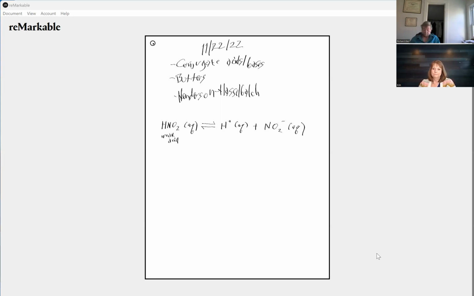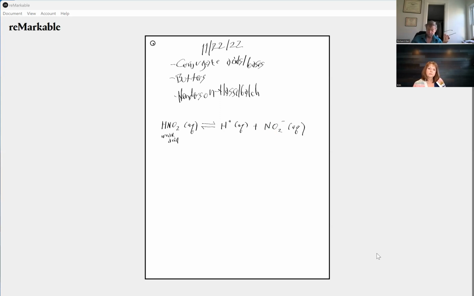Now here's the thing. In the forward reaction, HNO2, nitrous acid, is acting as an acid. It's giving off a hydronium ion in the Bronsted-Lowry or Arrhenius definition. That's an acid. In the reverse reaction, notice that NO2- is acting as a Bronsted-Lowry base.